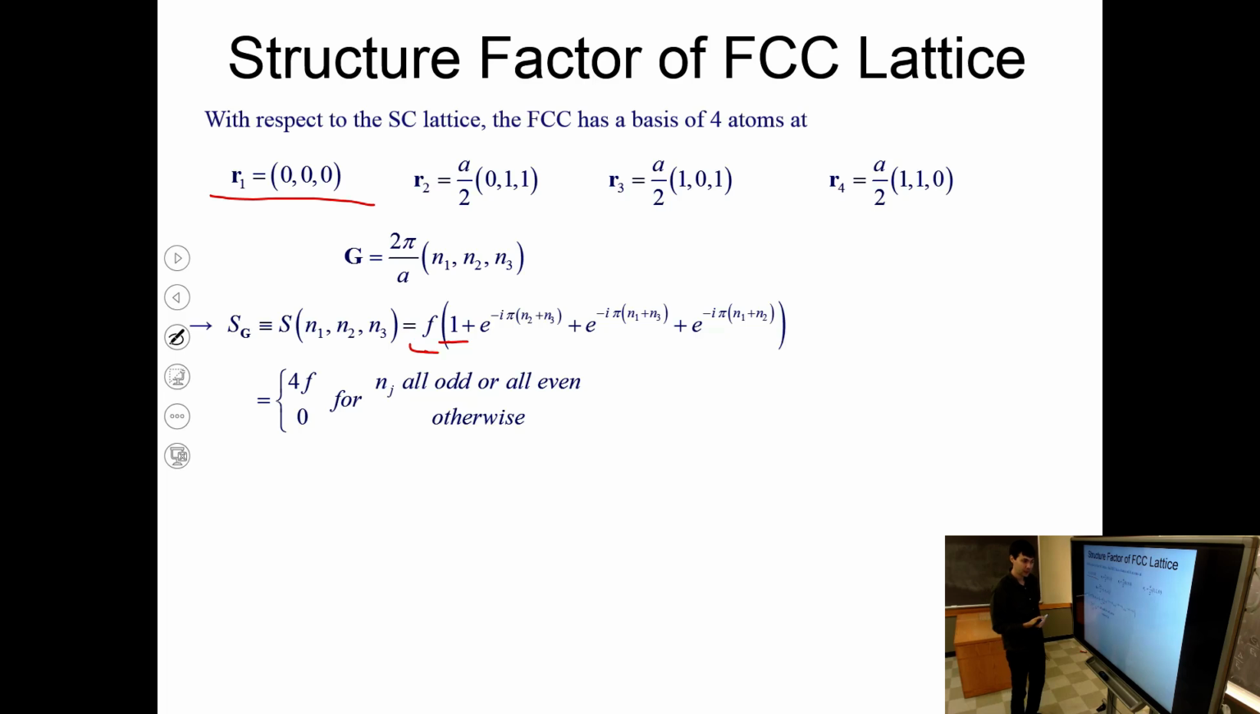So turns out that if and only if all of the Miller indices are either all odd or all even, this is not 0. This is equal to 4f. And any other case, we have 0. So quite a few of the planes will be excluded, right, for the FCC, for the face-centered cubic lattice. Quite a few of the planes will not give diffraction.